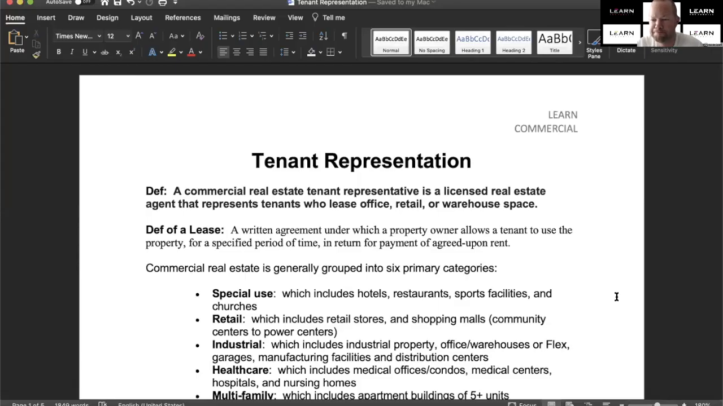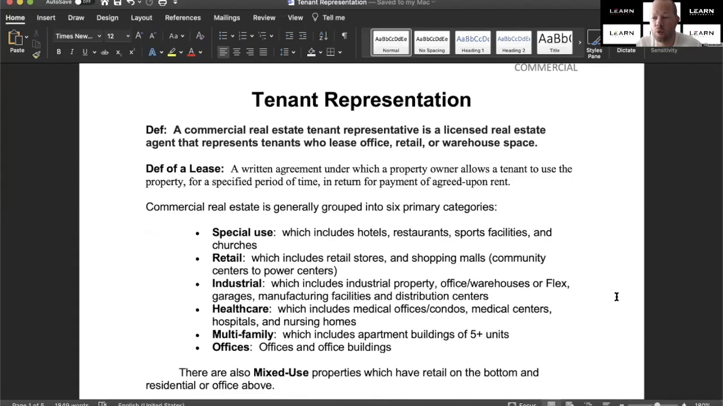All right, so commercial real estate is generally grouped into 6 primary categories. Special use, which includes hotels, restaurants, sports facilities, and churches. We have retail stores, shopping malls, community centers, power centers. Industrial, which includes industrial property, office, warehouse, or flex, garages, manufacturing facilities, and distribution centers.